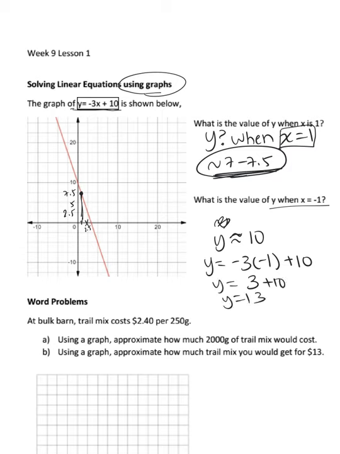Okay, so if you look at our graph, let's see if that is proven by our graph. When we go to x is -1-ish, it was just above 10. So it has to be greater than 10. So this works with our graph.